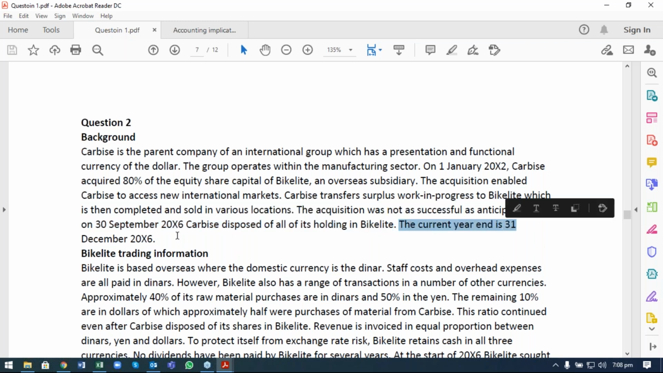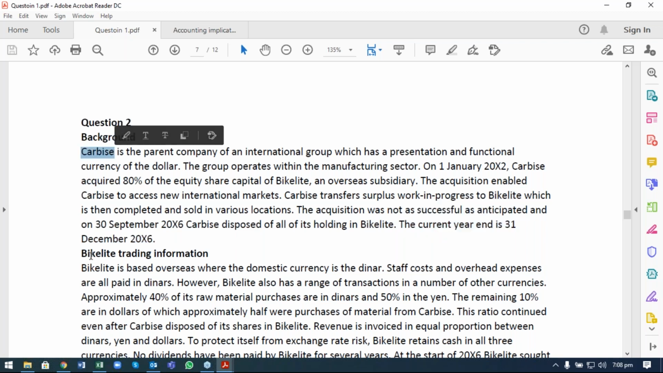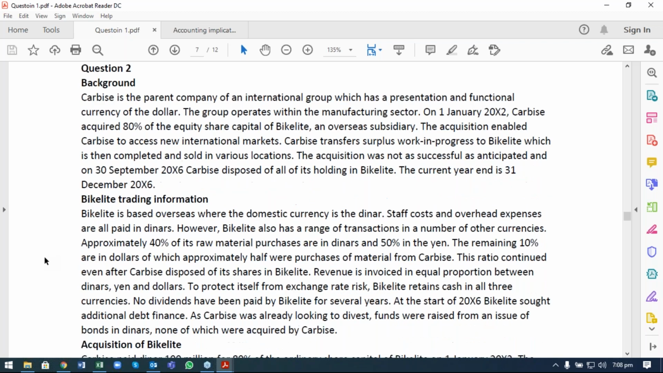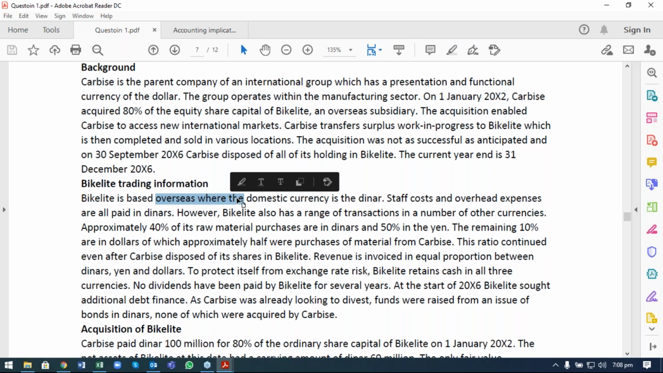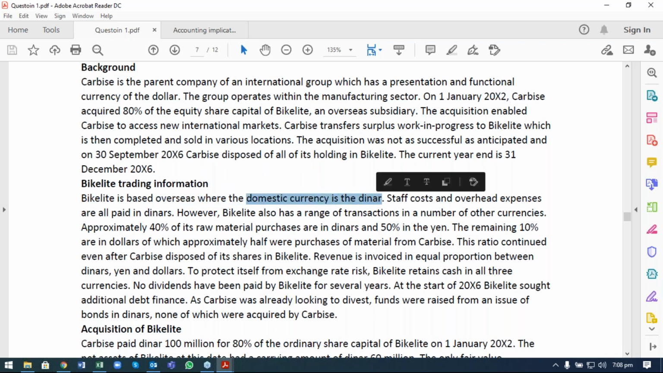The current year end is 31st December 2006. So this is the year end of the parent company. Now we're looking at Bakelite trading information. Bakelite is based overseas, where the domestic currency is the dinar. The primary economic environment where Bakelite was operating has the dinar as its primary currency, not the dollar. So staff costs and overhead expenses are all paid in dinars. However, Bakelite also has a range of transactions in a number of other currencies.